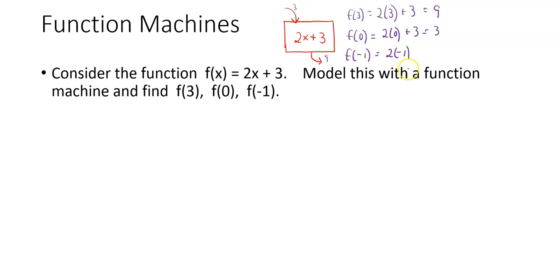Take that negative 1, multiply it by 2, and add 3. So negative 2 plus 3 is equal to 1. So a negative 1 goes in, a positive 1 goes out.